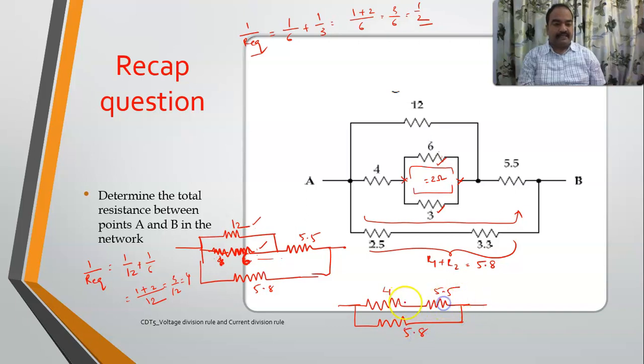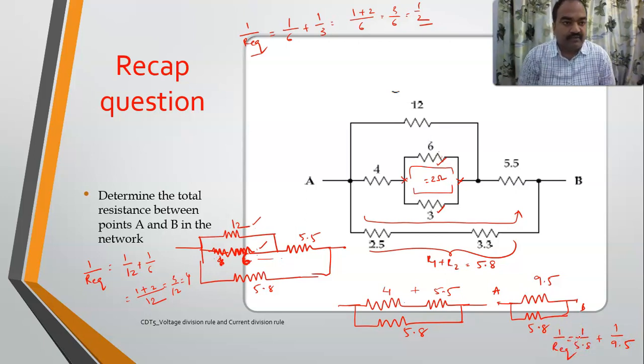Now these two are again in series, right? So it is 4 plus 5.5, it is 9.5. And again in parallel I do have 5.8. This is B, this is A. So what is the final value for me now? It will be 1 by 5.8 plus 1 by 9.5 is equal to 1 by R equivalent. So I can determine the value of R equivalent in this case. So this is how we will be simplifying the networks when the resistors are connected in series and parallel.